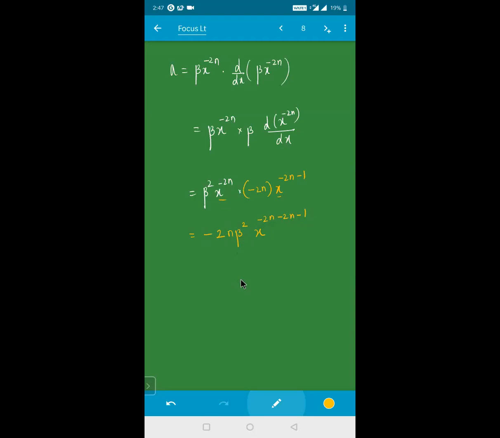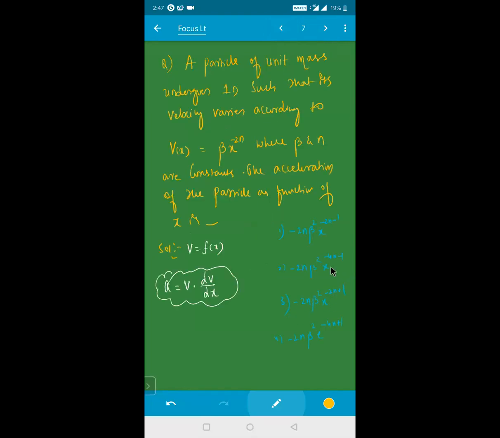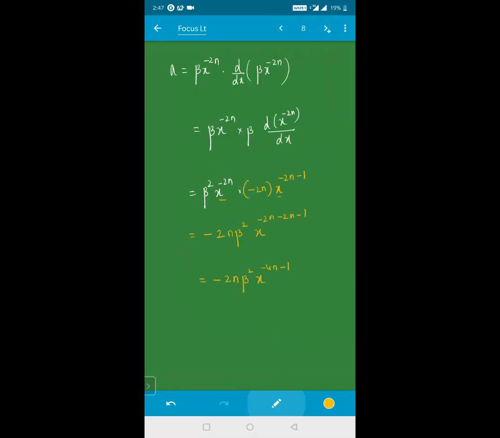So what I can write from this is minus 2n beta square, x to the power of minus minus means plus, minus of 4 into n minus 1. Got it, everyone? Is it clear for everyone? Which option is matching? Second option. Is the calculation clear for everyone? Yes, sir. Sure? Yes, sir. Very good.